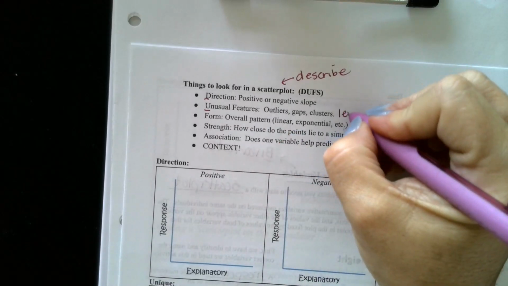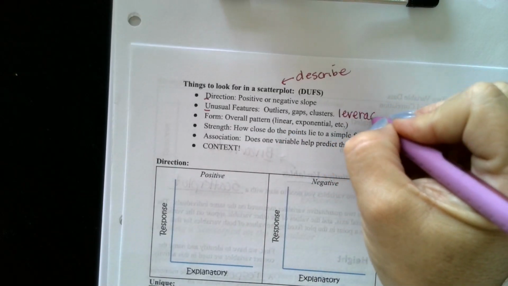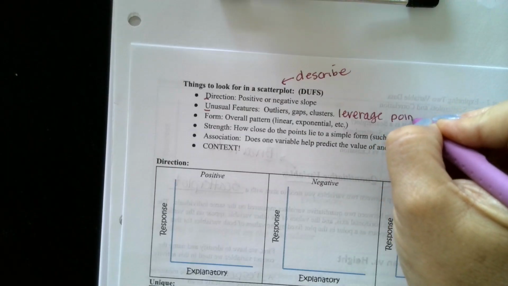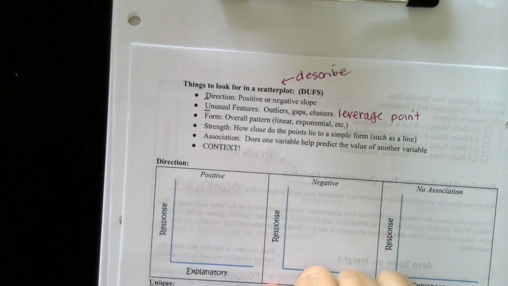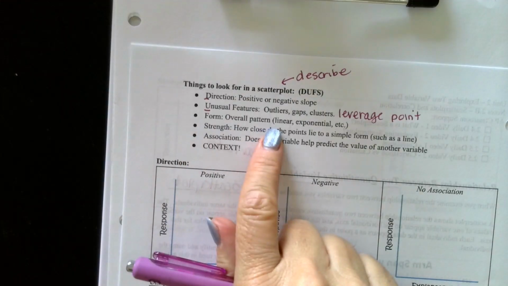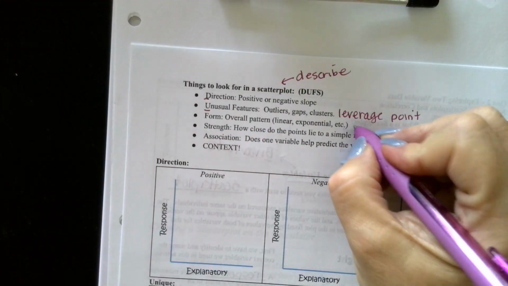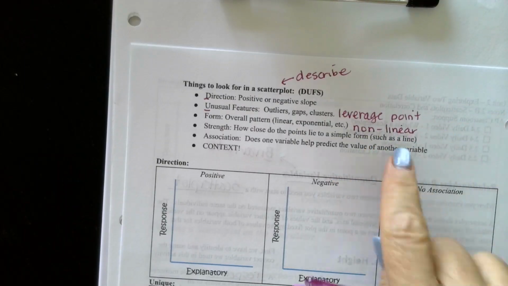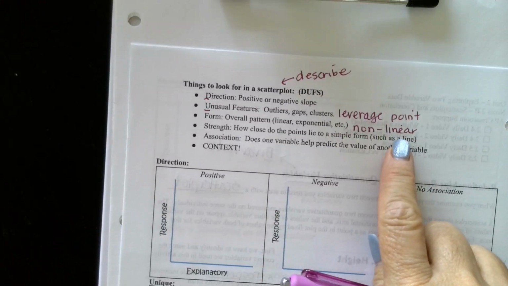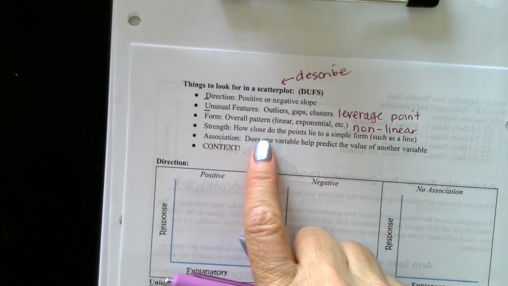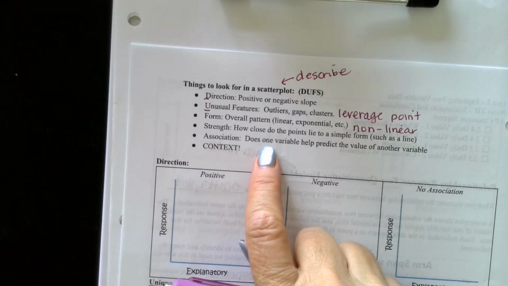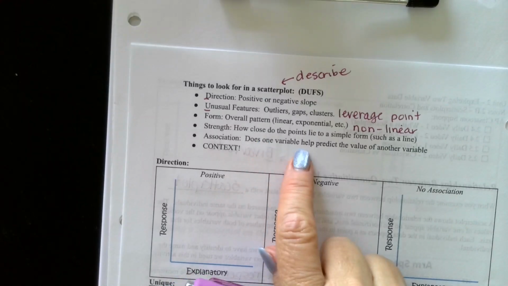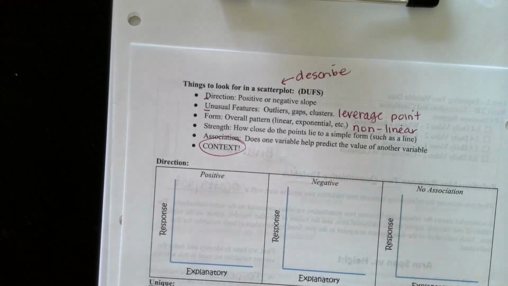And I'm going to go ahead and put this up here again, leverage point, because you're going to see that come back when we get into more detail. The form, is it linear? Is it non-linear? In fact, it's okay to just say non-linear. If you don't know exactly what type of form it is, we know that it's not a line. The strength, so how close do the points lie. The association, can one variable predict the other? So we're going to talk a little bit more about association. And then always context. Always context.